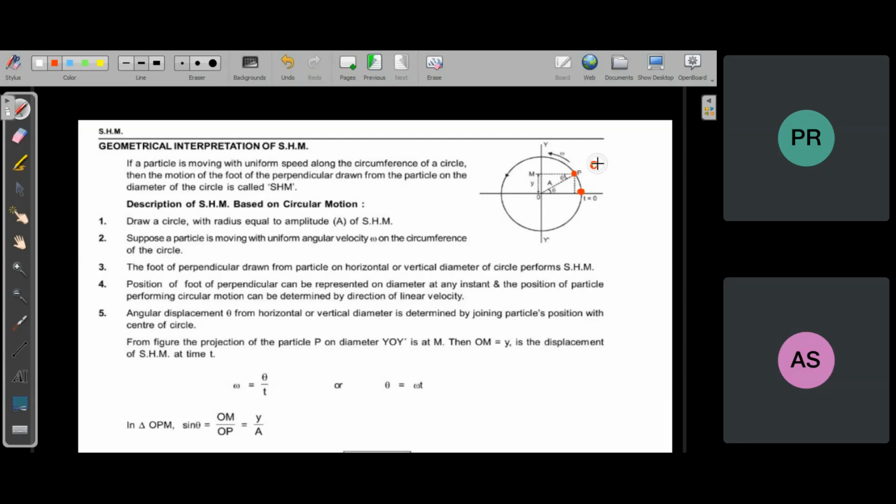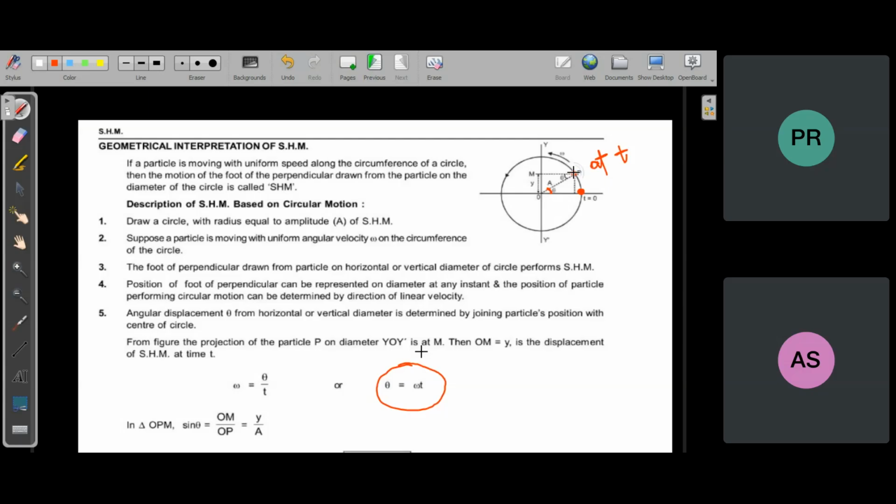Okay, let's check it out. At time t, if this is moving with an angular velocity omega, then this angle theta will definitely be theta equals omega into t, right? Is it clear? Yes, sir, it is clear, sir.